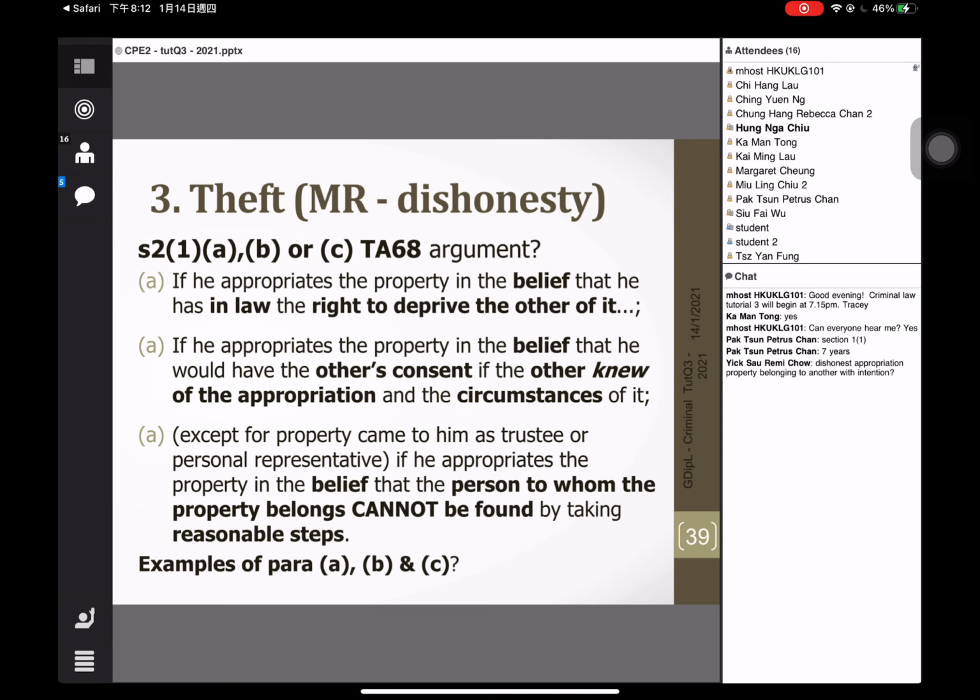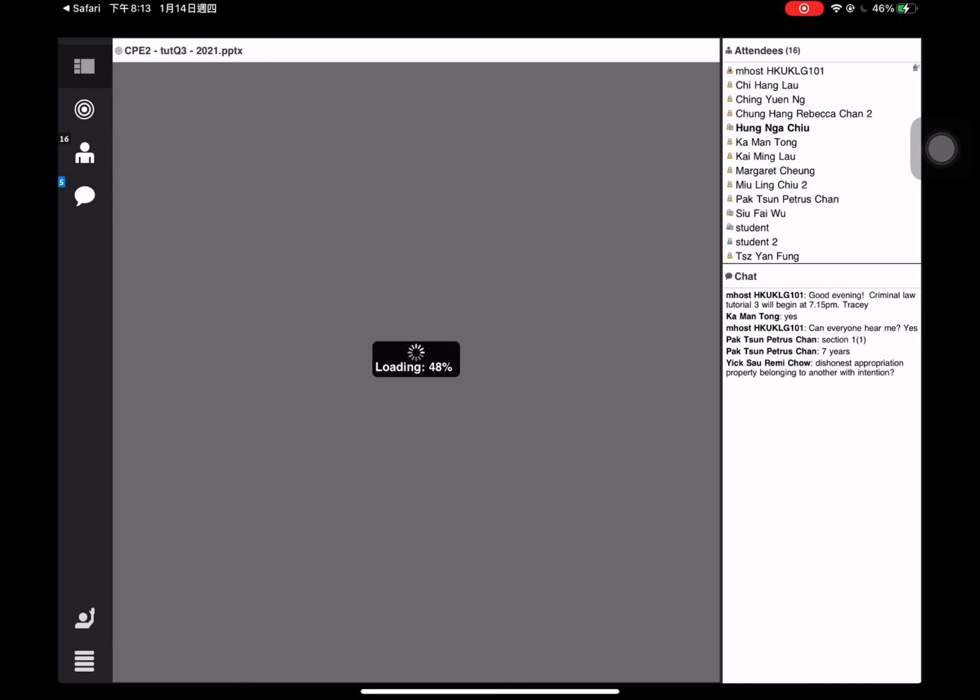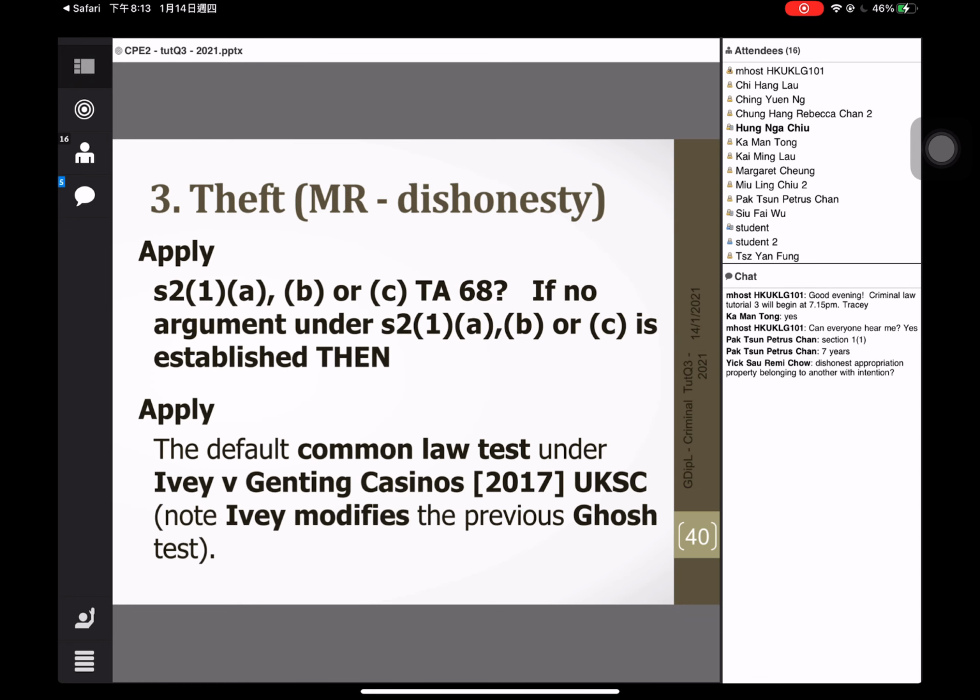So paragraph (b) is the only argument there. If that doesn't work, then the court will apply the default common law test under Ivey and Genting Casinos. And what we have to make clear is that Ivey now modifies the previous long-standing test for dishonesty, which is called the Ghosh test.